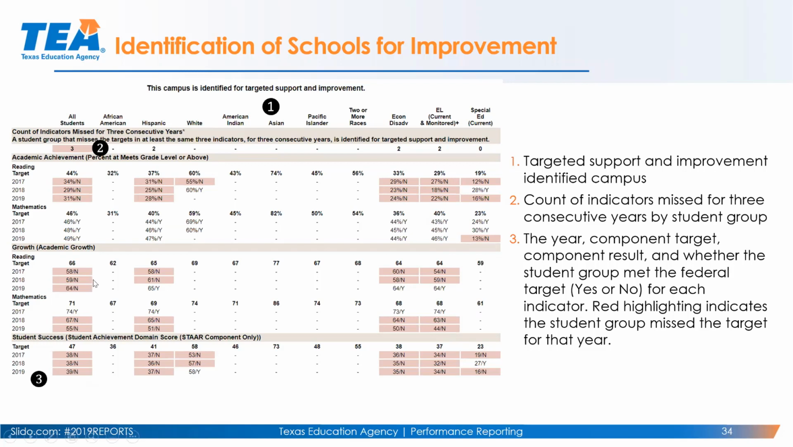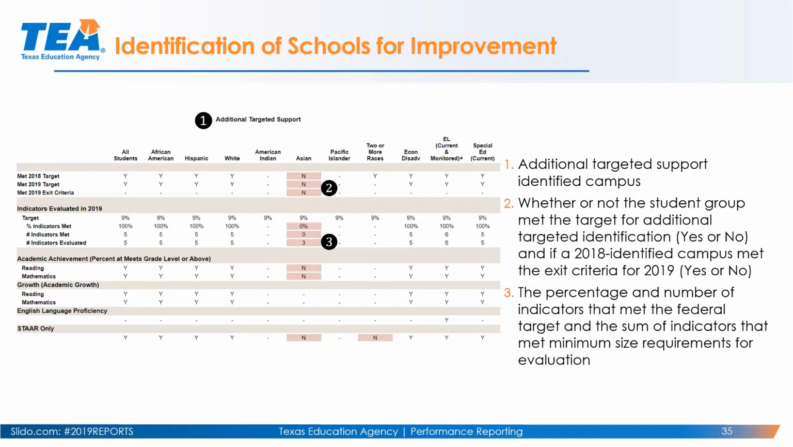Now, why wasn't it 4? If I'm looking at mathematics, I see that although they did meet the target in 17, they missed it in 18 and 19. Our methodology is that the student group must miss it 3 consecutive years in a row. So this campus did not meet it 3 consecutive years because they met the target in 2017. So this 1 student group missed 3 indicators for 3 consecutive years, which is why this example campus is identified for targeted support and improvement.